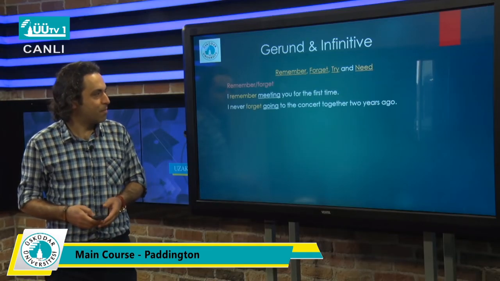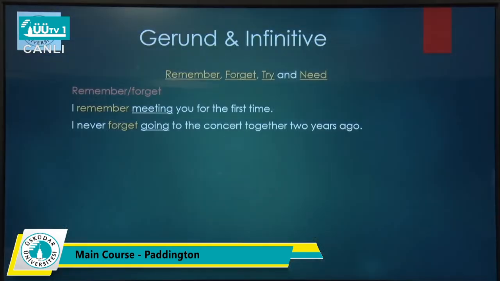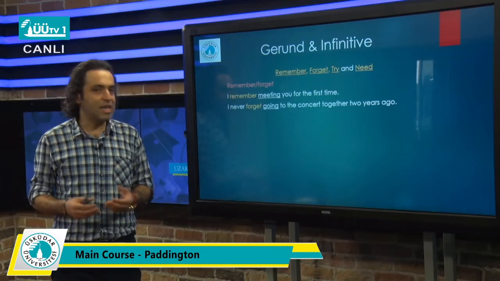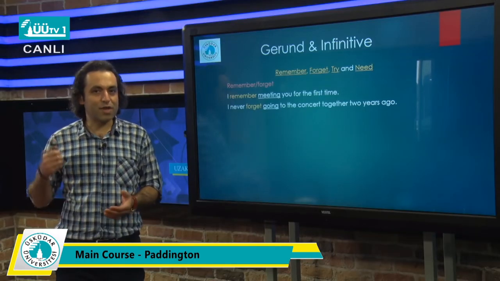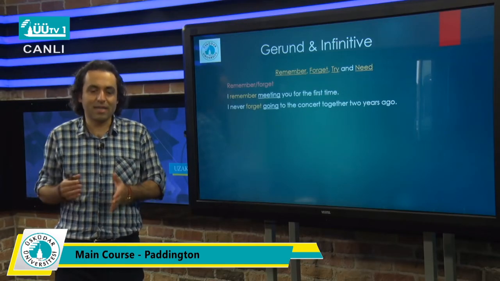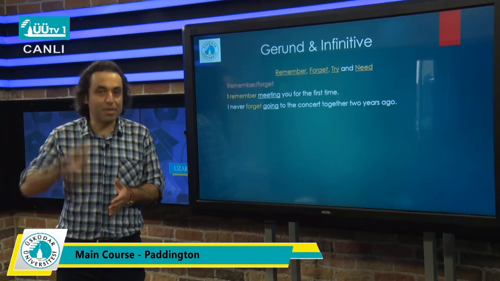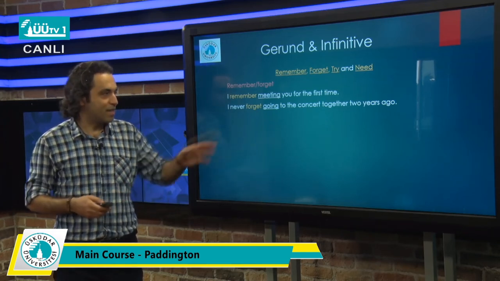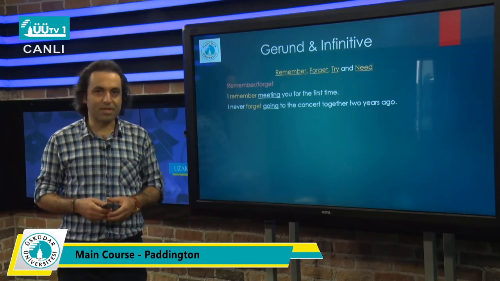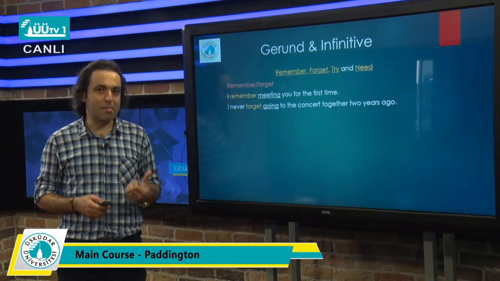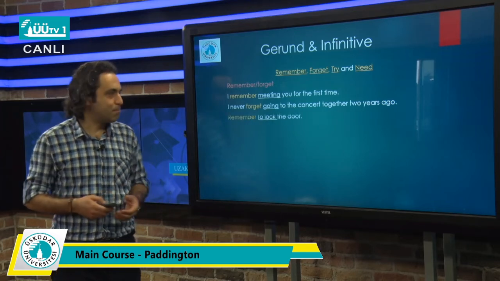The other example: I never forget going to the concert together 2 years ago. 2 years ago we went to a concert, we enjoyed it a lot, and I never forget that. So the action of going to the concert happened in the past, and now I try to keep it in my mind and not forget it. That's why the verb appears in gerund form. Maybe other examples can help you understand it better.